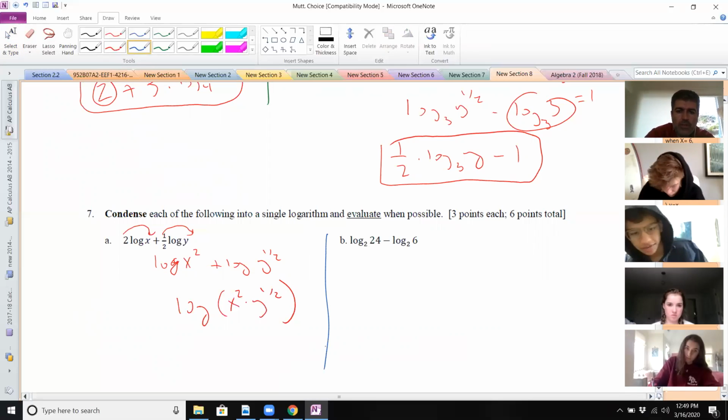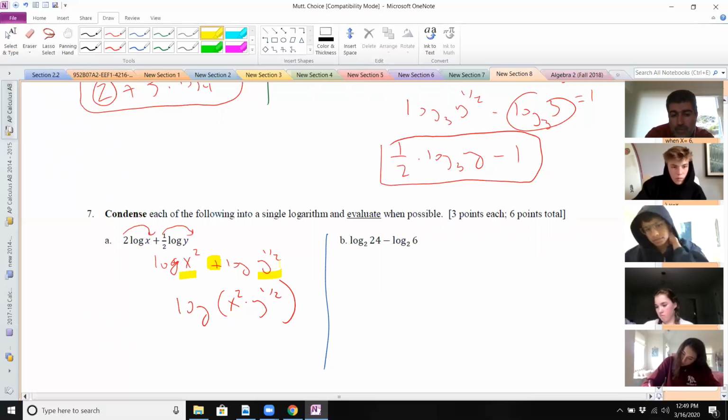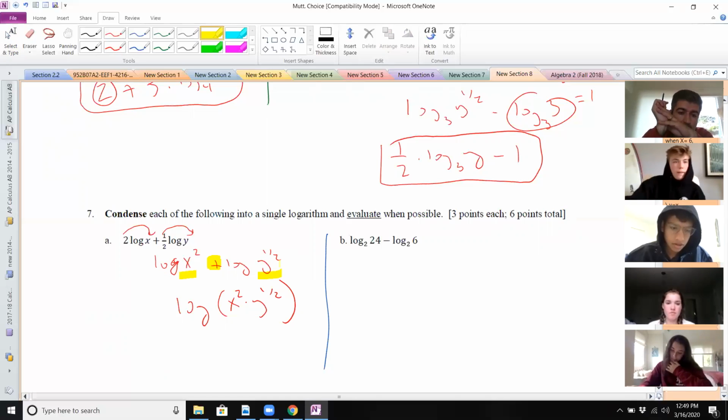Wait, why is it times y to the power 1/2? Because you got plus. Oh, yes, that's part of our properties. So whenever you have a plus between two logs, you can multiply those inputs, because if you broke it apart, you'd be naturally putting a plus in between logs. Is there any way they must have the same base? Of course, they must have the same base in order to do that. Yes, absolutely. And they will.